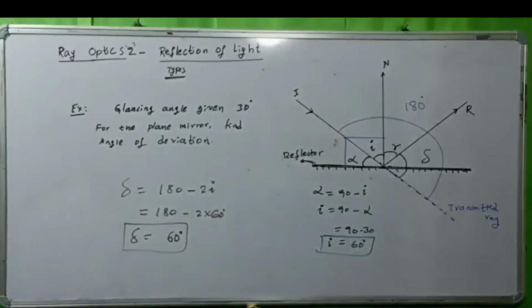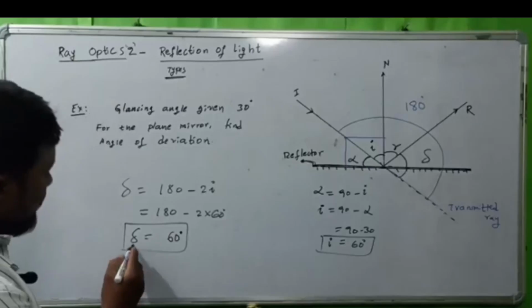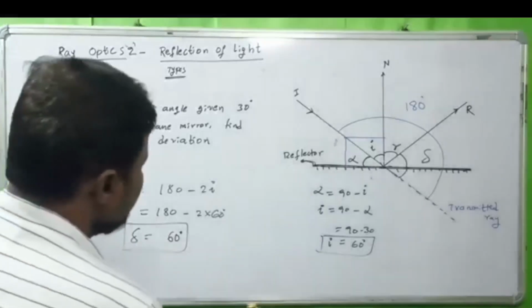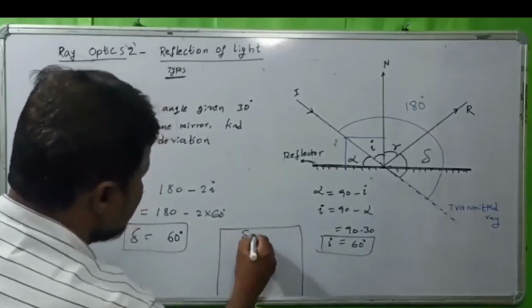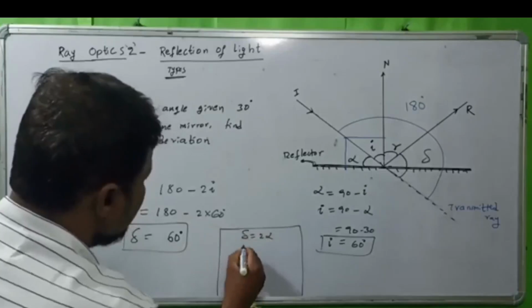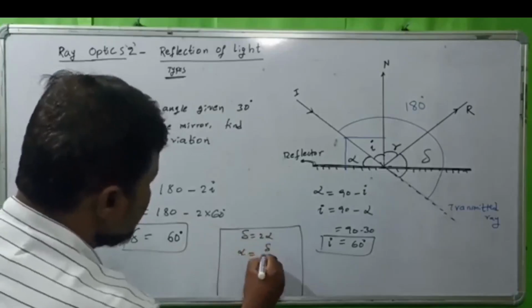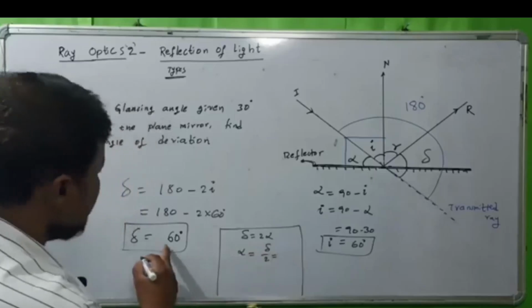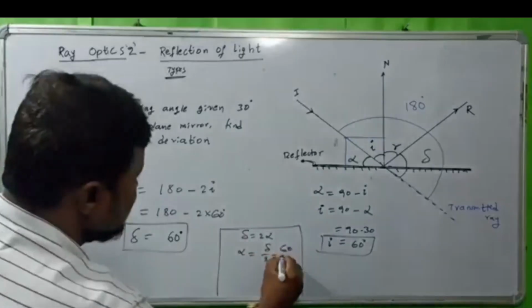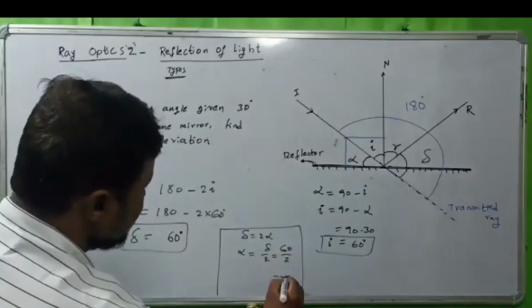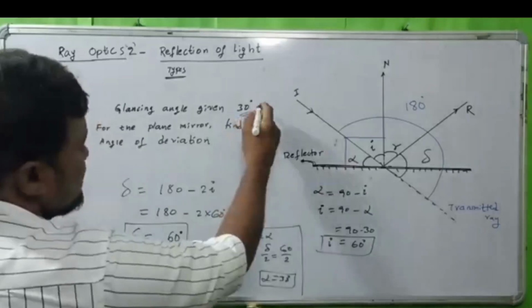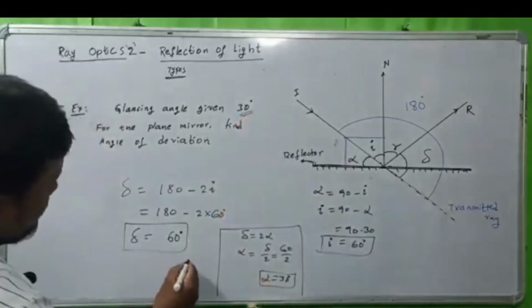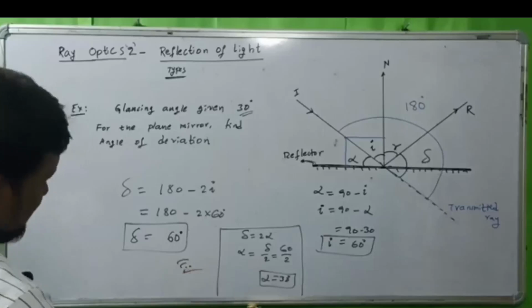You can cross check it. I got delta is equal to 60 degree. What is the relation between delta and alpha? Delta is equal to 2 times alpha, or alpha is equal to delta by 2. What is delta? I got delta as 60 degree. 60 divided by 2, so 30 degree. Alpha is equal to 30 degree. Yes, given alpha is equal to 30 degree. So what we have done is absolutely correct.